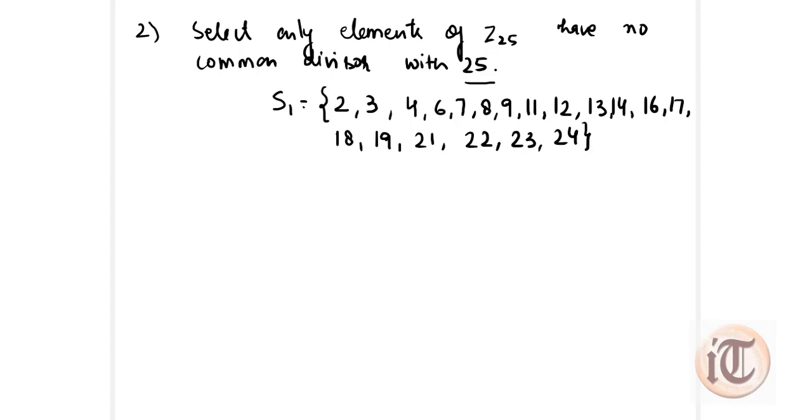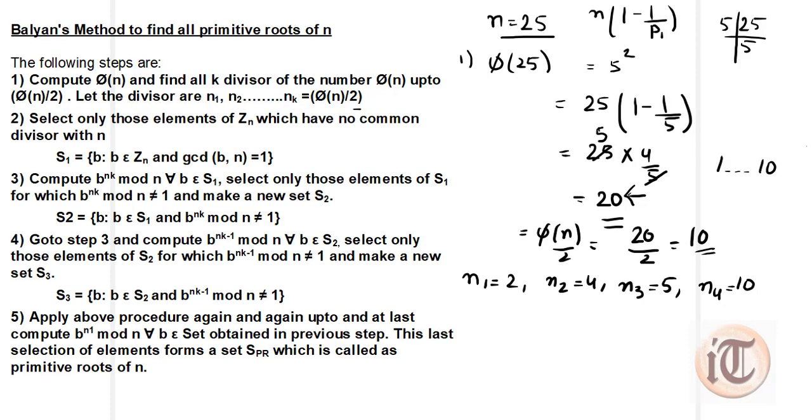Now see what is step 3. We have to calculate b to the power nk. So here nk is n4, that is b to the power 10.